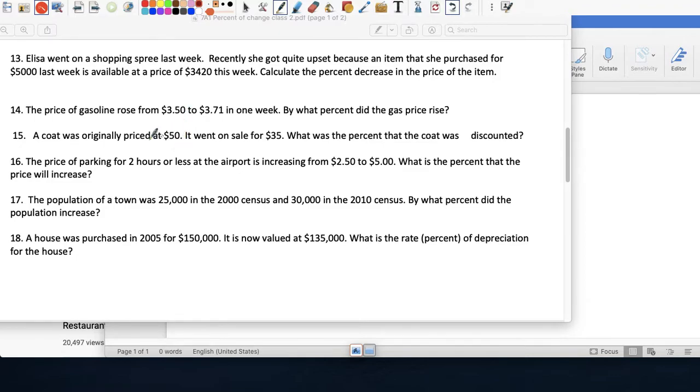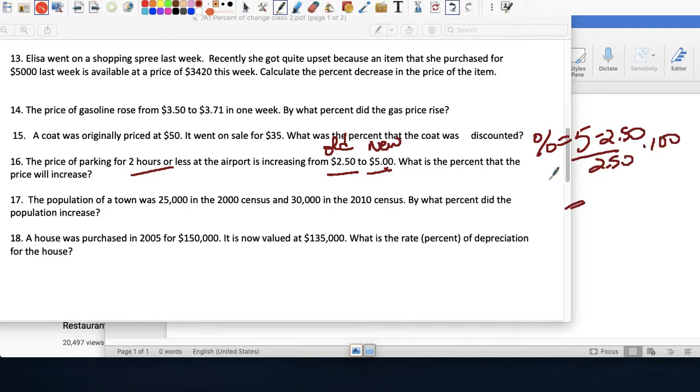16. The price of parking for 2 hours is increasing from $2.50 to $5. This is the old and this is the new. It was an increase. What's the percent that the price will increase? So we get 5 minus 2.50 over 2.50 times 100. 5 minus 2.5, enter, divided by 2.5, enter, equals 1 times 100, and it's going to be 100% increase.